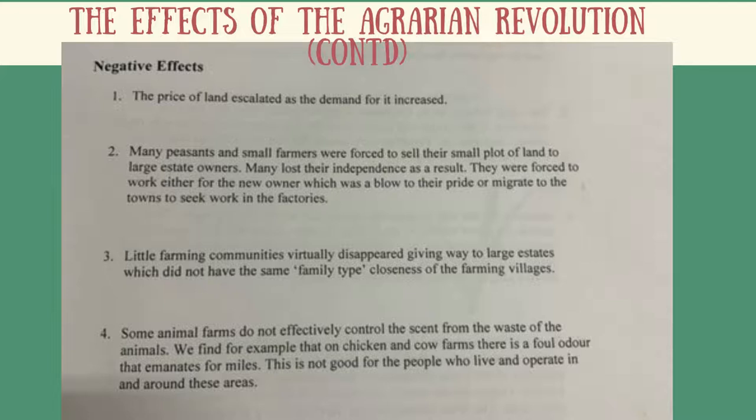Little farming communities virtually disappeared, giving way to large estates which did not have the same family-type closeness of the farming villages. Some animal farms do not effectively control the scent from the waste of the animals. We find, for example, that on chicken and cow farms there was a foul odor that emanates for miles. This is not good for people who live and operate in and around these areas.